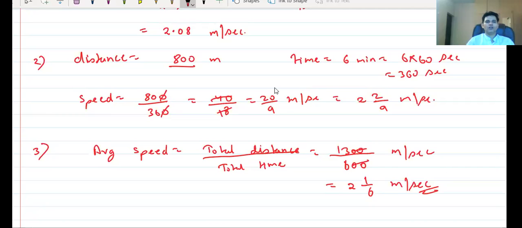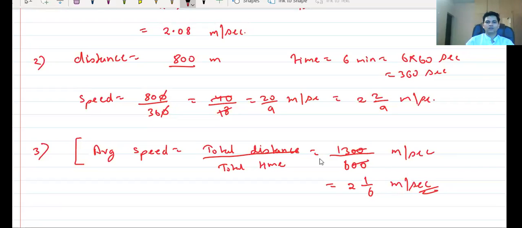Now when you talk about average speed, what is the average speed? Average speed is the speed of the total journey, right? Throughout the journey, A to C, C to B. So the average speed is total distance by total time. Okay, total distance by total time.